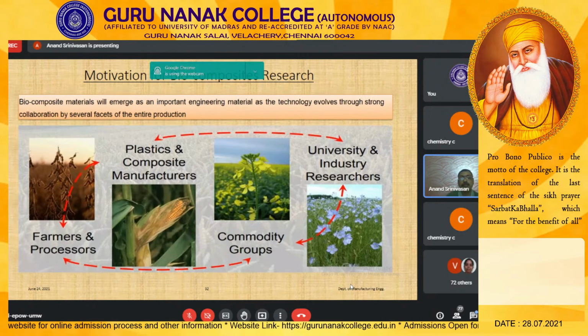And the motivation for biocomposite research: you can see plenty of people are involved. Farmers are involved in the biopolymer research. Processors are involved. Then plastic composite manufacturers are involved. Then commodity groups are involved. And apart from that, university people and industry researchers are also involved. So it is a collaborative initiative. So biocomposite material will emerge as an important industrial material as the technology evolves through strong collaboration across several phases of the entire production.